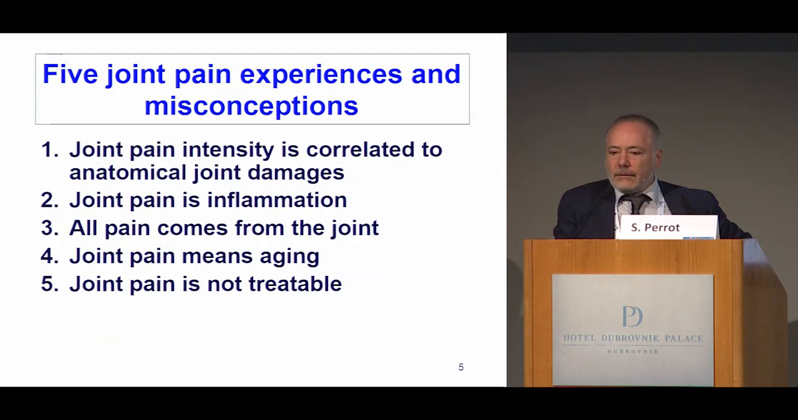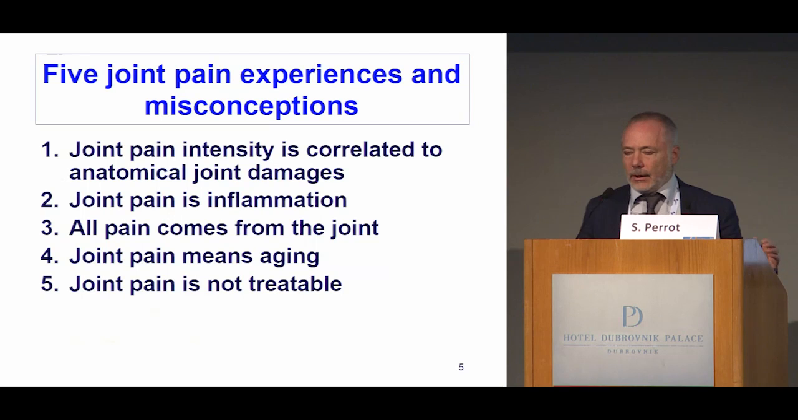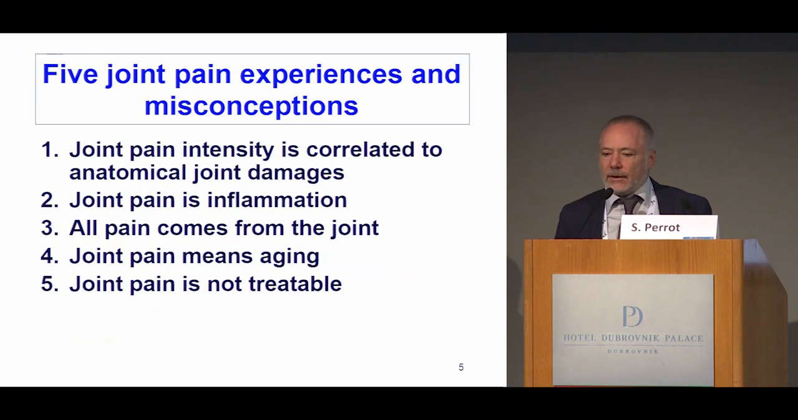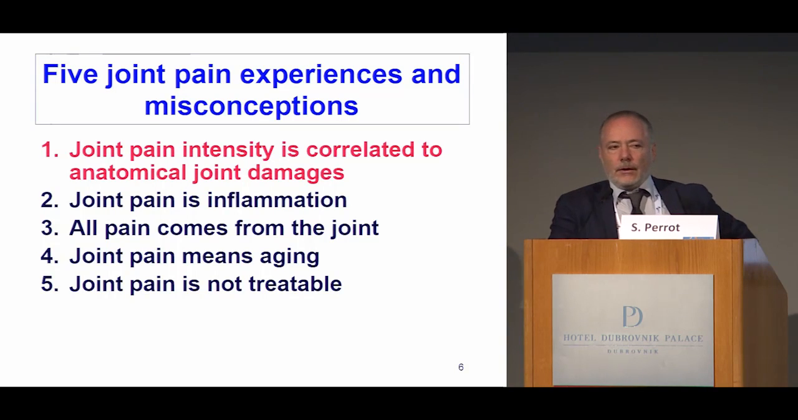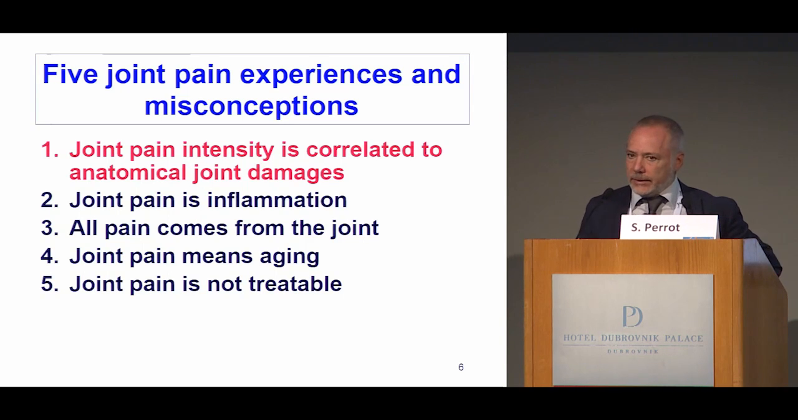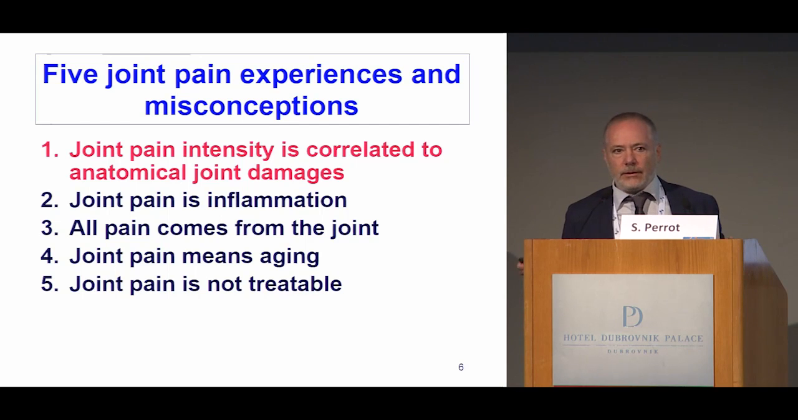Here are the 5 misconceptions that I found speaking with my patients and doing some qualitative research on joint pain with my patients. And we will go through these 5 misconceptions to see how the science may explain them. The first misconception is that joint pain intensity is correlated to anatomical damage. The more I have pain, the more severe is my joint damage. We'll see that there is some correlation, but it is not true all the time.